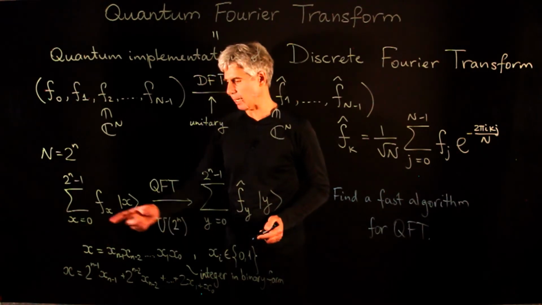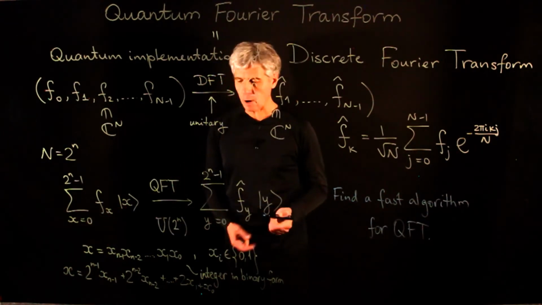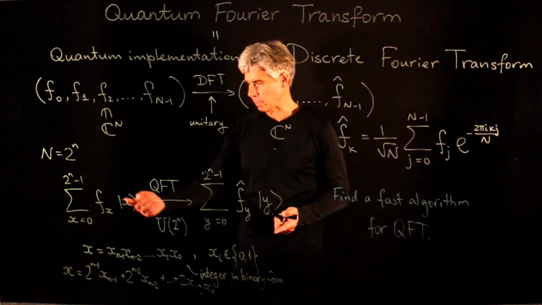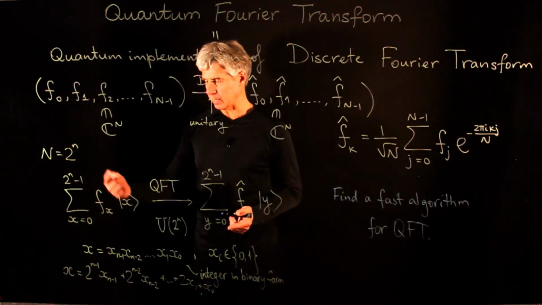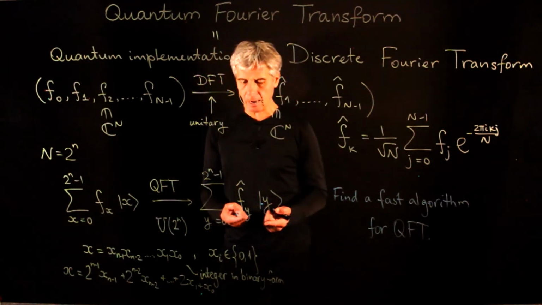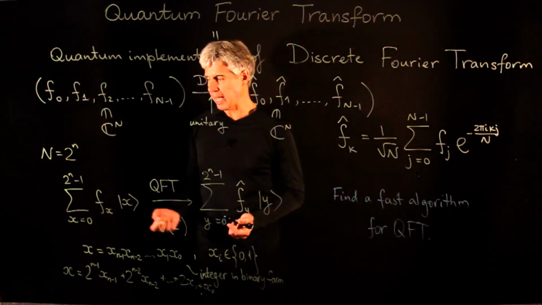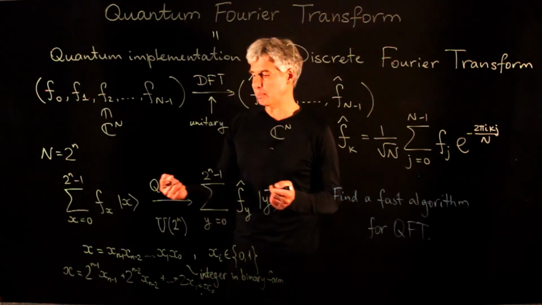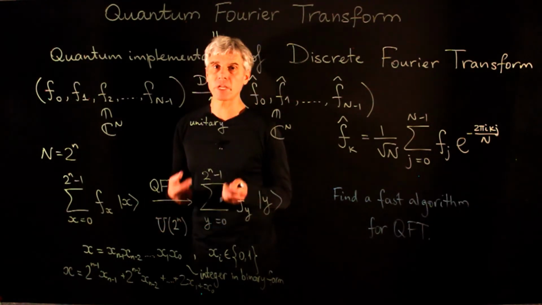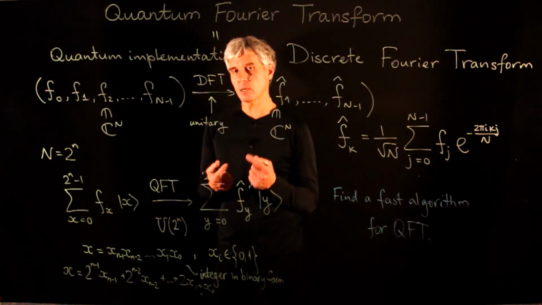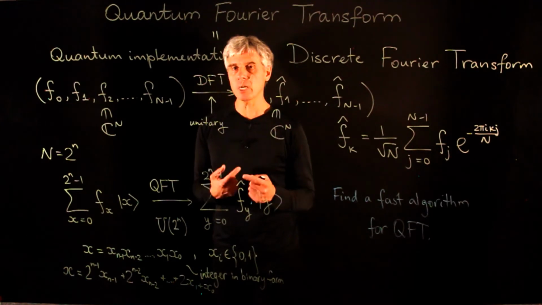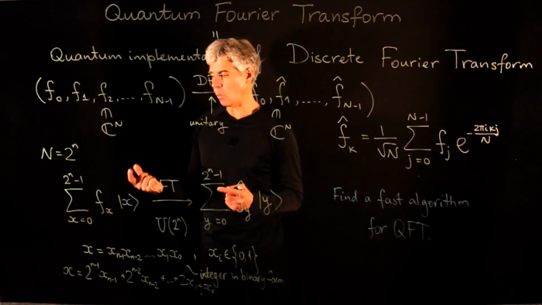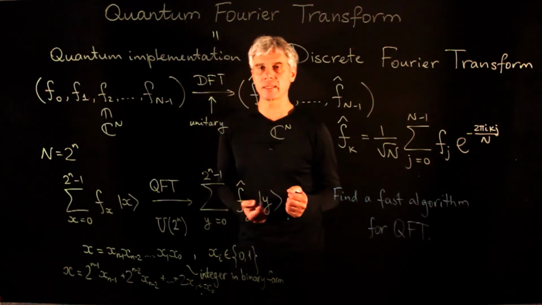Our input is n qubits, and our output is also n qubits, where in the input we have samples of a signal, and in the output we have Fourier coefficients. And we want to find an algorithm. So this means that we want to implement this unitary transformation as a sequence of elementary operations that act on 1 or 2 quantum bits at a time.